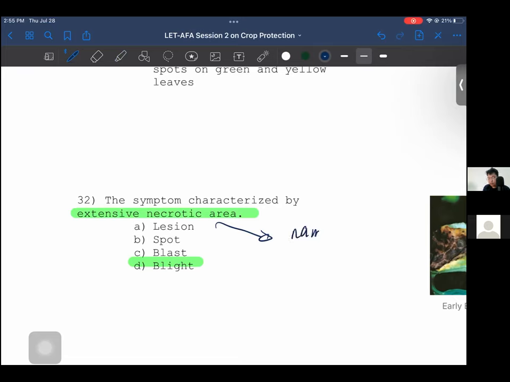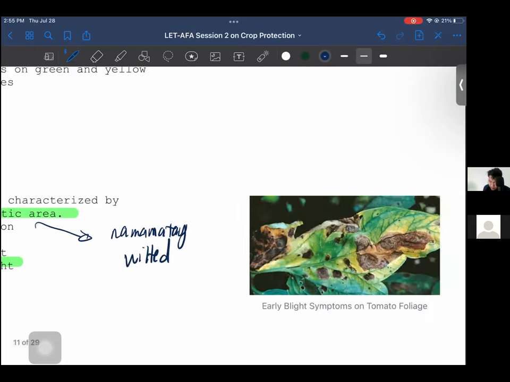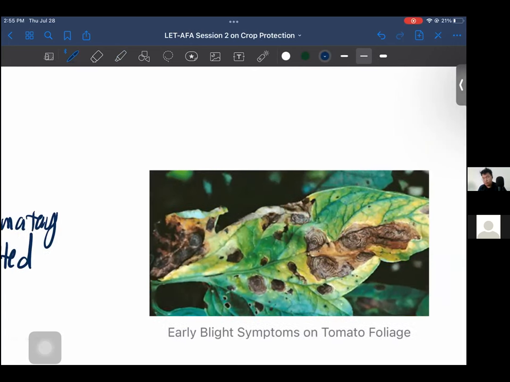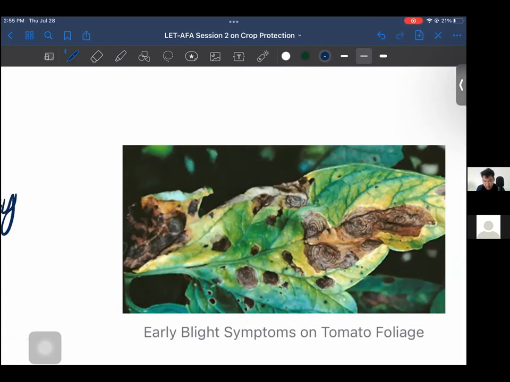Parang ano na to? Wilted na siya. Sobrang dry na wilted. And here is an example in tomato. Ayan. So this sickness is identified as blight. Kapag marami ng necrotic na spots, like this one, sa leaves, ayan, itong mga to, that is blight.